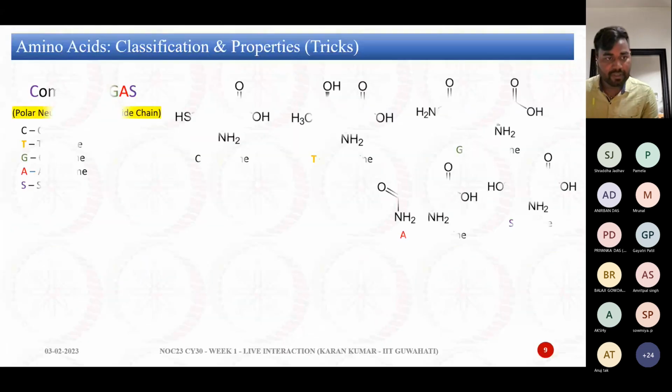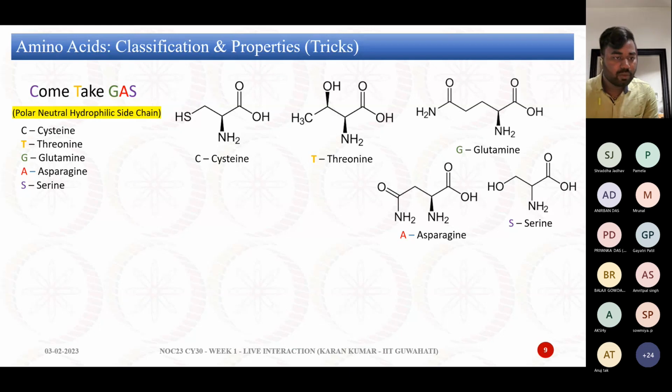Now the next thing that we will discuss is the polar side chains. We have already discussed the non-polar side chains. Now to the polar, neutral, and hydrophilic side chains. Hydrophilic means they have the tendency to make hydrogen bonds with water, right? That you can remember using "Come Take Gas". You can imagine there is a gas station calling you to come and refill your gas.